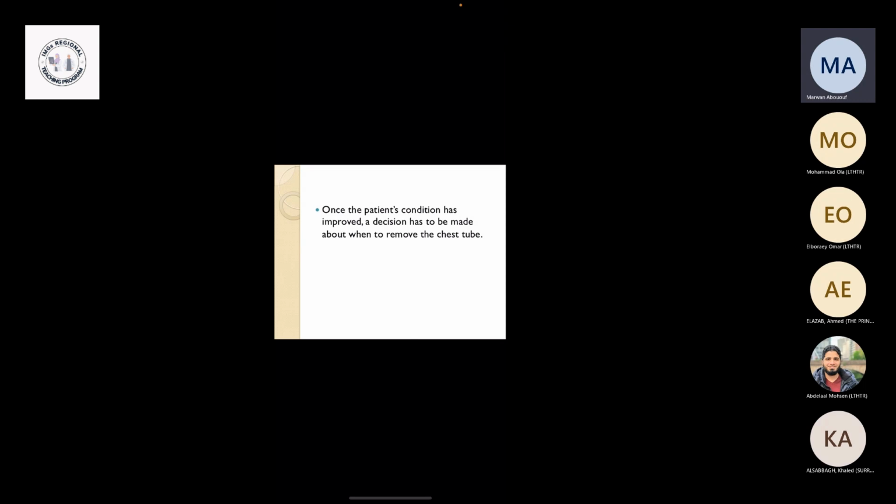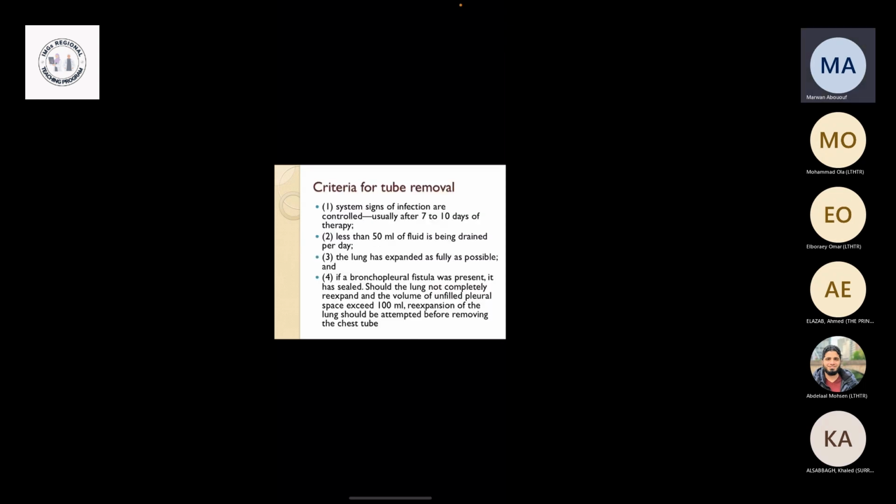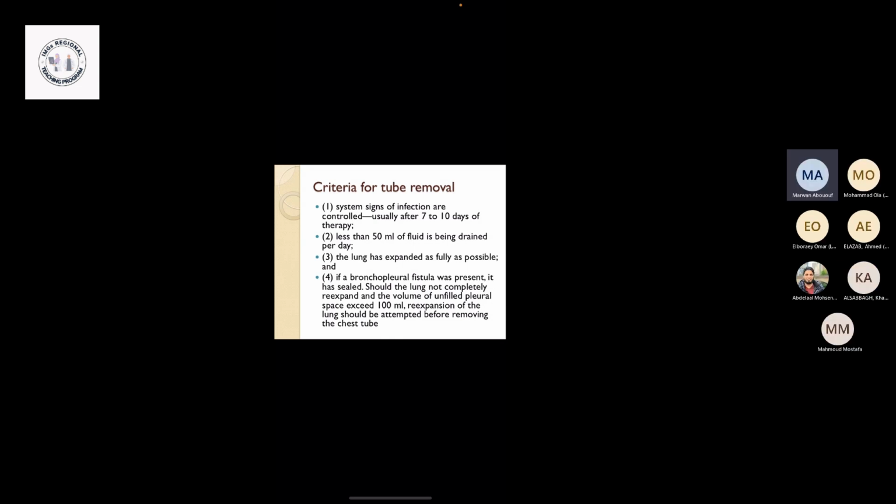Once the patient's condition has improved, a decision has to be made about when to remove the chest tube. What is the criteria for removing a chest tube in parapneumonic effusion and empyema? Systemic signs of infection are controlled, usually after 7 to 10 days of therapy. The drainage is less than 50 ml of fluid per day, and these 50 ml do not have to be pure pus. The color and the consistency have to be improved.